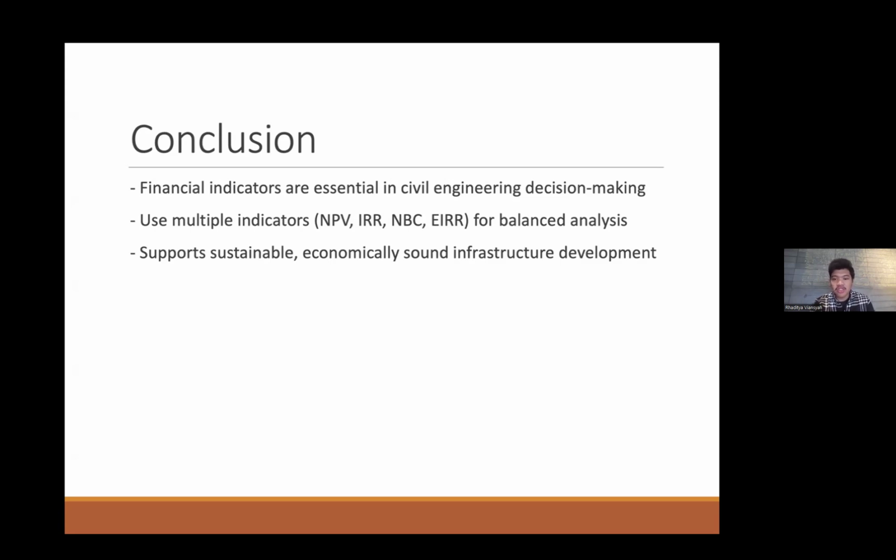Okay, and these financial indicators are also essential for civil engineering decision making and support sustainable, economical infrastructure development. And we are moving on to the case study session.